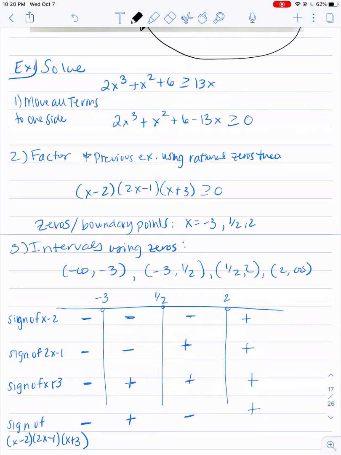We're going to break that up into intervals. Usually we start with negative infinity to the lowest zero. Negative 3 is our least zero, so we have negative infinity to negative 3. Our next interval is negative 3 to the next lowest zero, which is 1/2. Then 1/2 to 2. And then 2 to infinity, since 2 is our greatest zero.